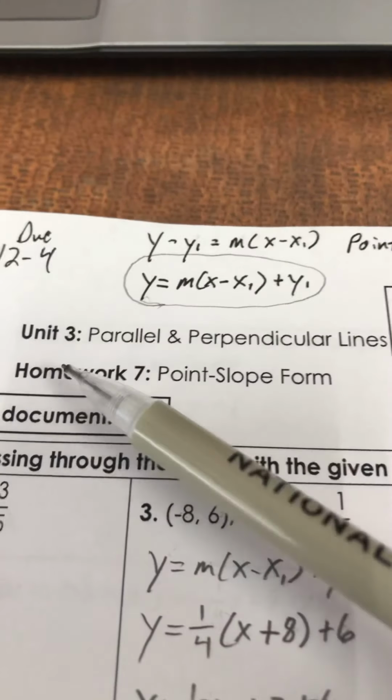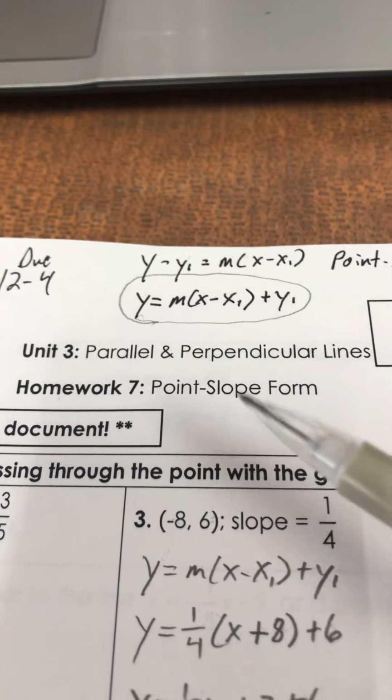Okay, geometry part 2. We're looking at unit 3, parallel and perpendicular lines, homework 7, point slope form. I talked about the front page in part 1, and I want to talk about the second page for part 2. Just because there's only 3 problems I do on the back, but number 13, there's a lot to talk about.